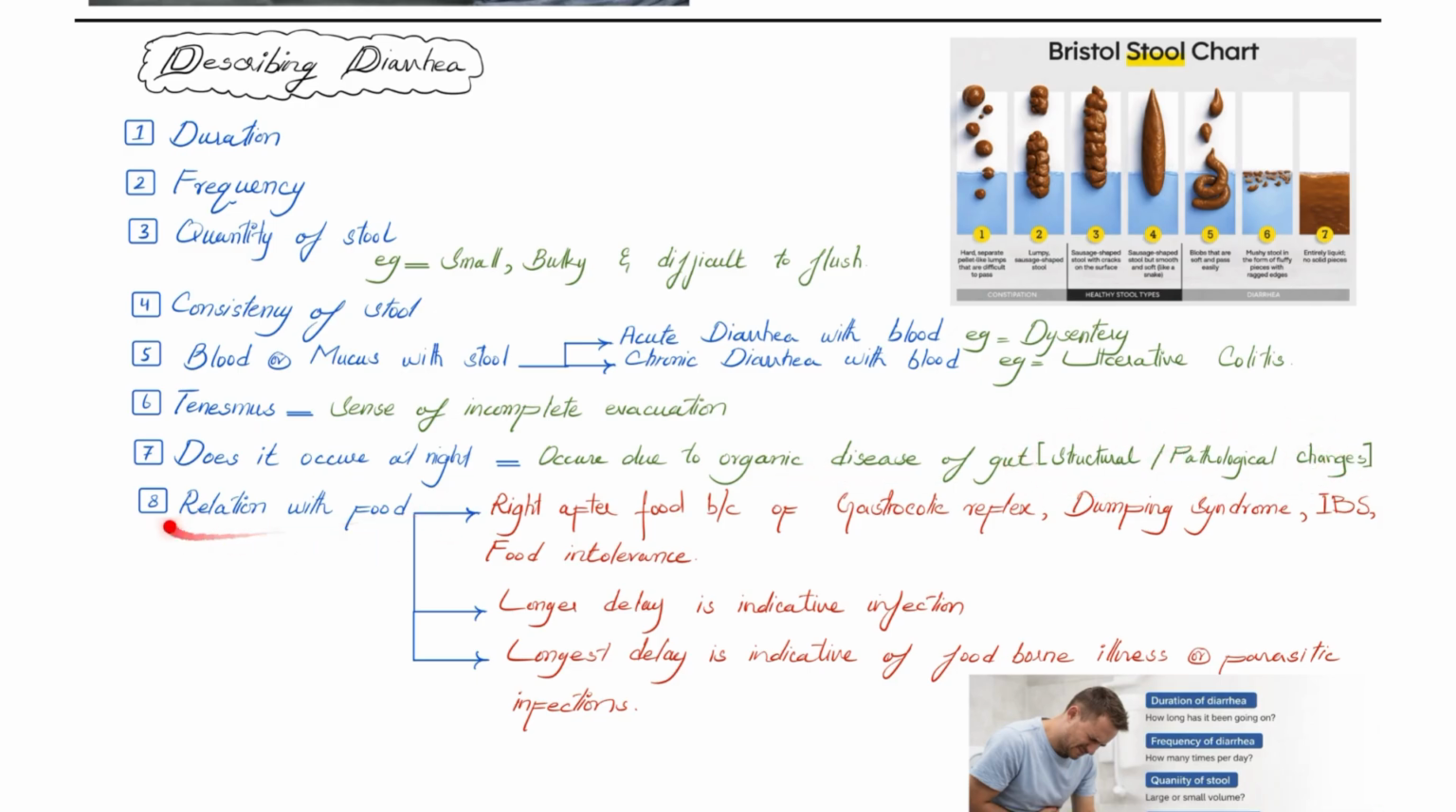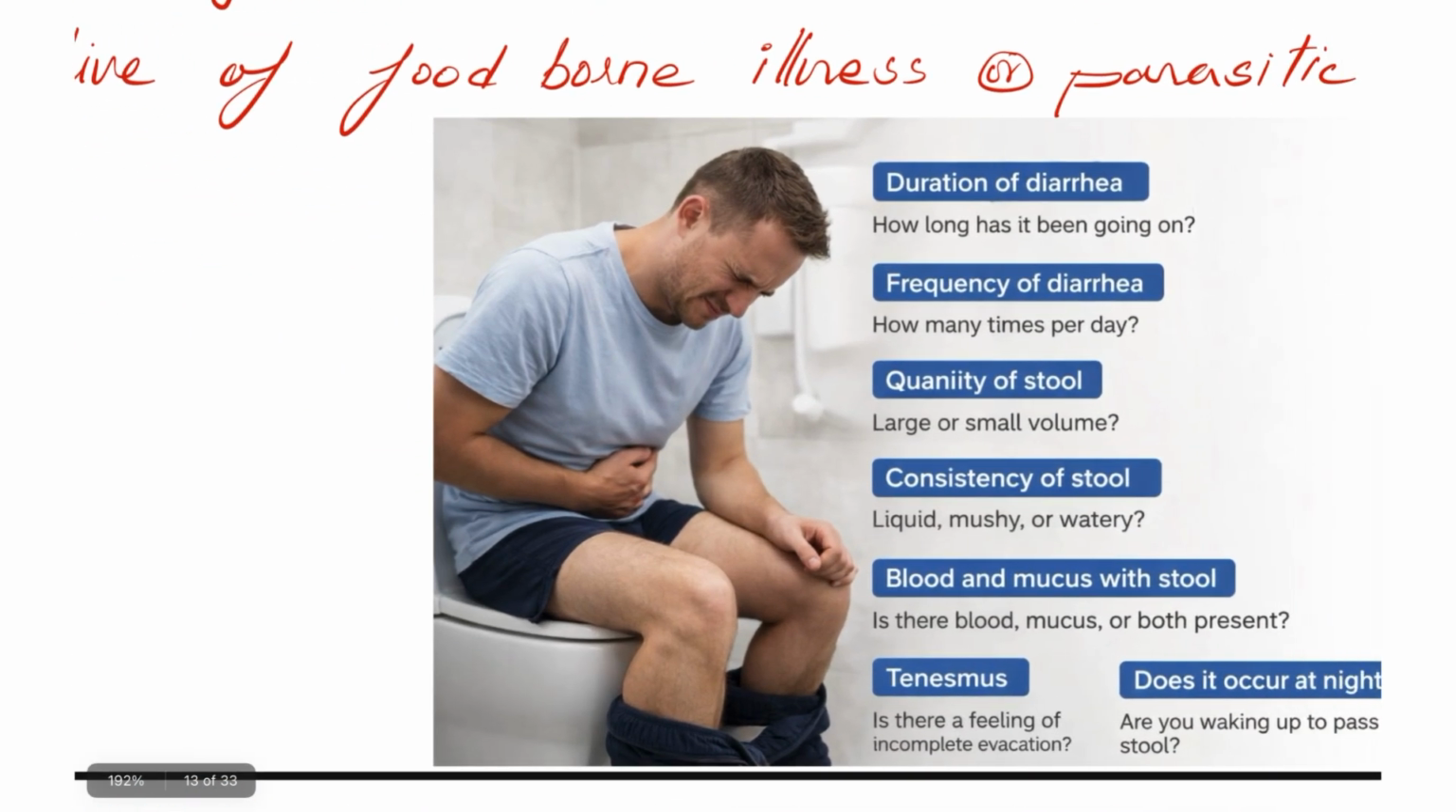Then ask whether the diarrhea has any relation with food. If diarrhea occurs right after food intake, it can be because of gastrocolic reflex, dumping syndrome, irritable bowel syndrome, or maybe food intolerance like lactose intolerance. If the interval between food intake and onset of diarrhea is delayed, it can be indicative of infection, foodborne illness, or parasite infection. So a summary of diarrhea is shown in this picture.